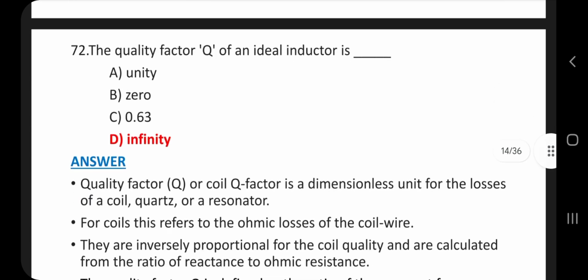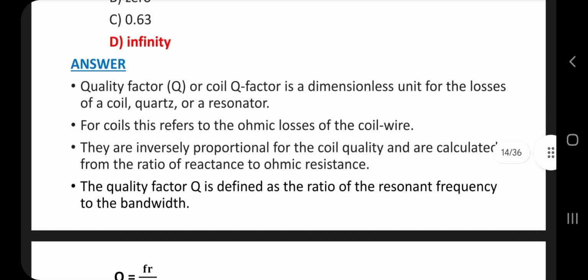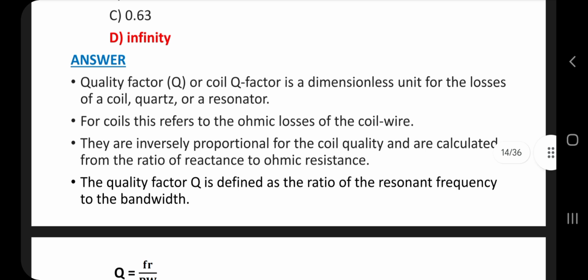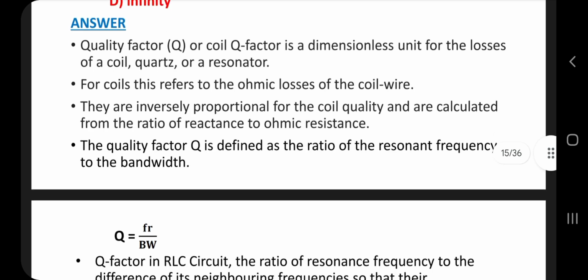72. The quality factor Q of an ideal inductor is answer option D, infinity. Quality factor Q, or coil Q factor, is a dimensionless unit for the losses of a coil, quartz or a resonator. For coils, this refers to the ohmic losses of a coil wire. They are inversely proportional to the coil quality and are calculated from the ratio of reactance to ohmic resistance.